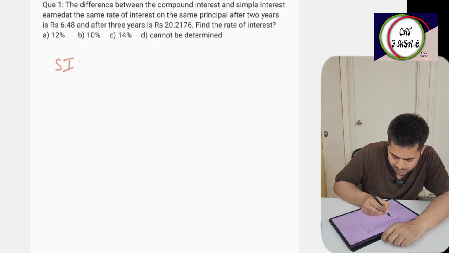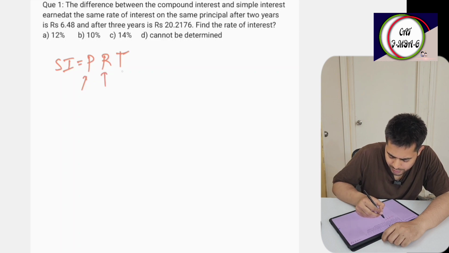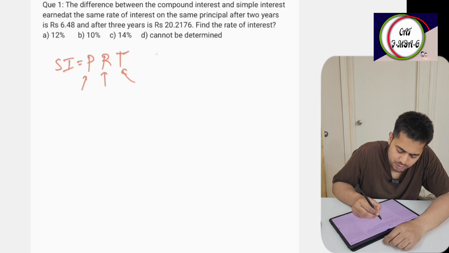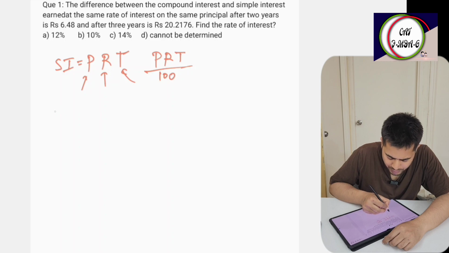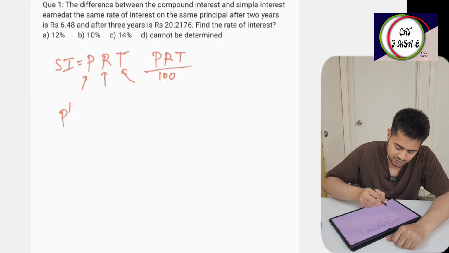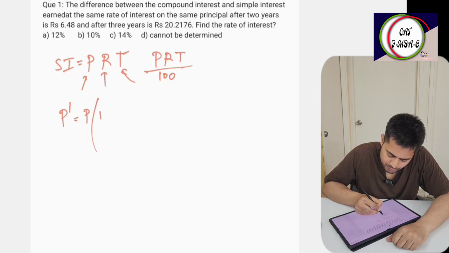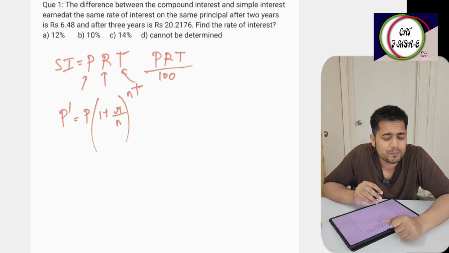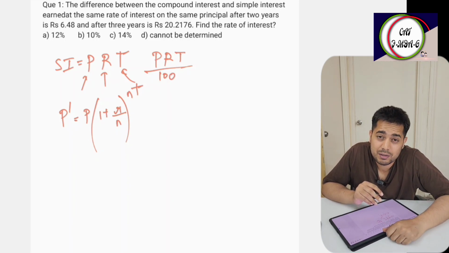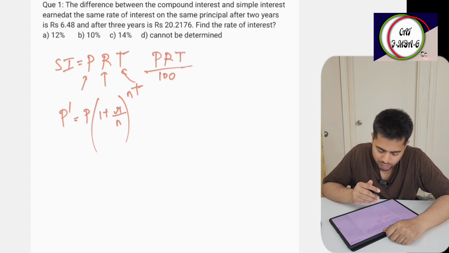Simple interest is given as P into R into T. P is the principal amount, R is the rate of interest, and T is the time. If you want to take it into exact percentage, it is P into RT by 100. And if something is compounded, then the sum P after n years will become P dash, equal to P (1 plus R by n) to the power nt. N generally is taken as 1 because compounding is done yearly. If it is given semi-annually, then n will be 2. If it is given quarterly, then n will be 4.